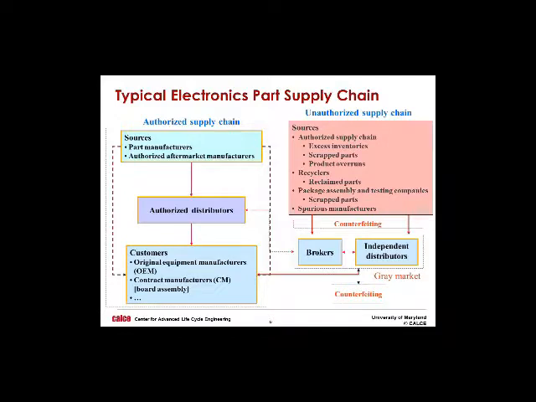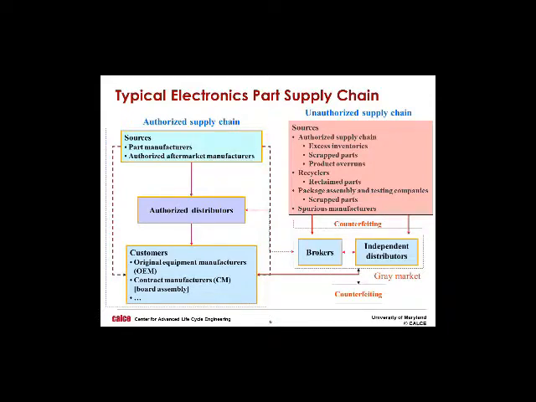And if we look at this slide, you have probably seen this version of it a lot of times before. So in the electronic supply chain, we typically have an authorized supply chain and an unauthorized one. And the authorized supply chain is through the original part manufacturer, OCM, and through the authorized distributors. And that looks rather straightforward.